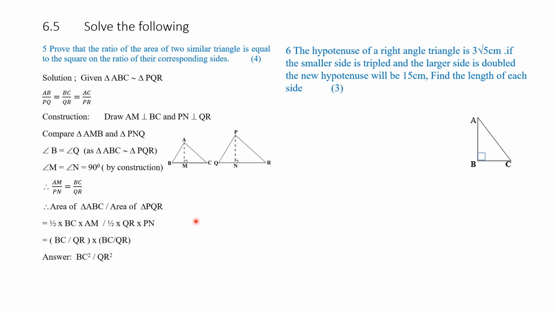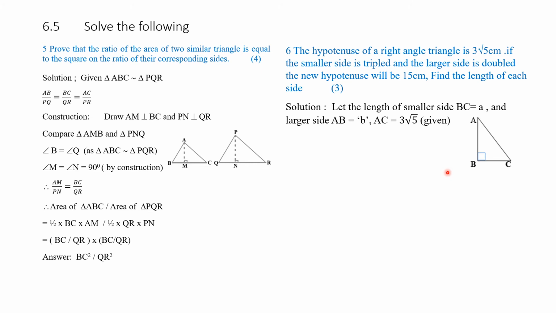Please see the figure ABC on the right hand side. Solution. Let the length BC be equal to a. That is the smaller side be a, and the larger side AB in the figure be equal to b. But AC is given. AC is given as 3 root 5. It is given.